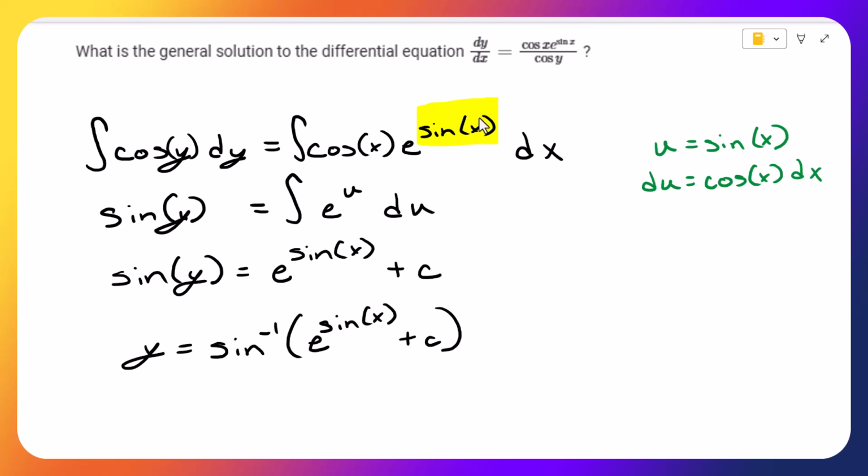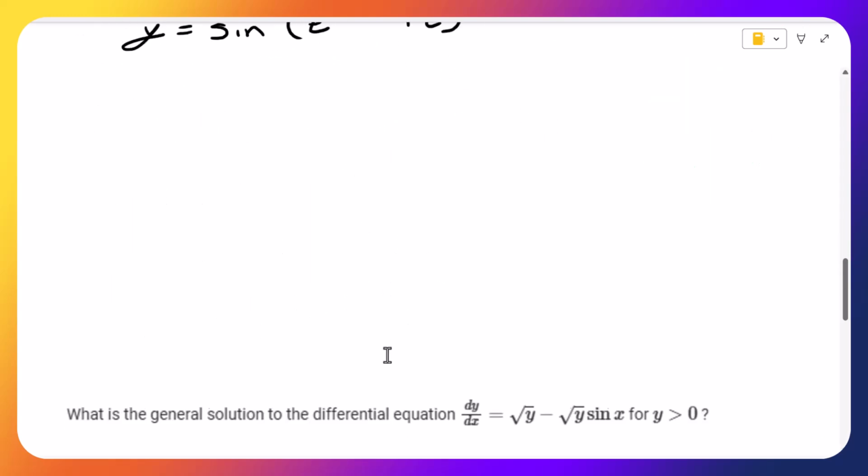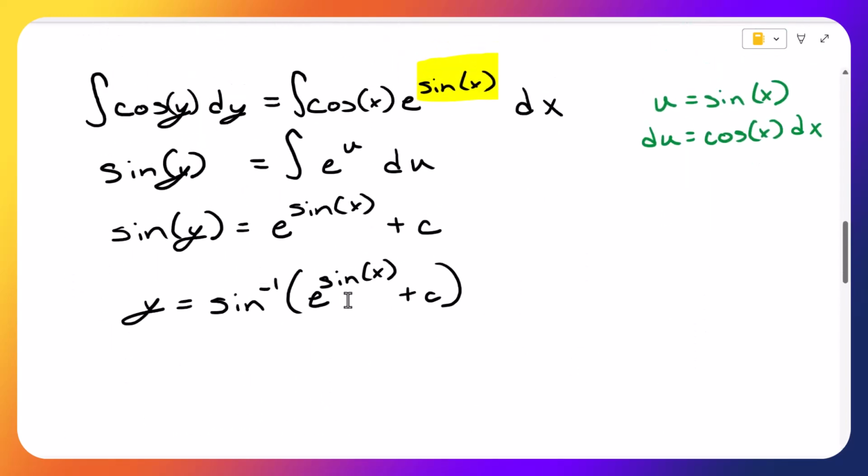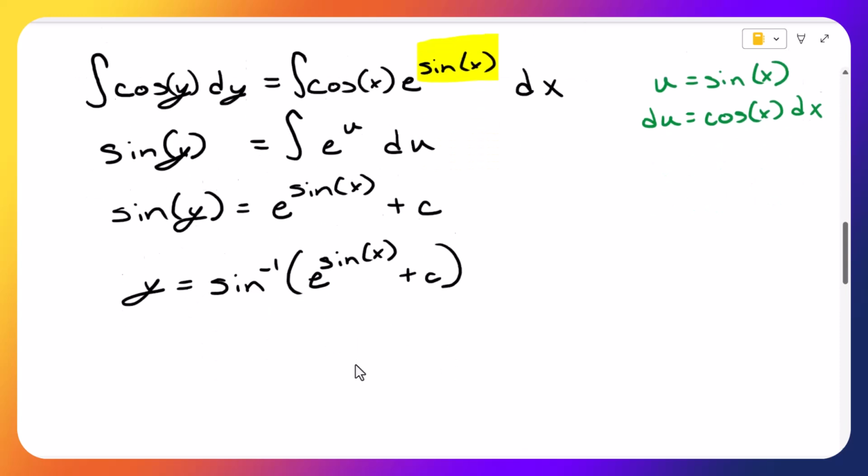Let's do u sub, u equals sine of x, du equals cosine x dx. So this cosine x and this dx becomes the du, and we're just left with e to the u. And I know the antiderivative of e to the u. Well, that's just e to the u. My u is sine of x, so I have e to the sine of x plus c. How do I get rid of this sine in the front? Sine inverse or arc sine. Y equals sine inverse of e to the sine x plus c. And here's our general solution.